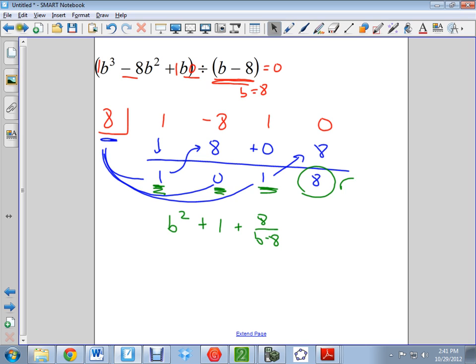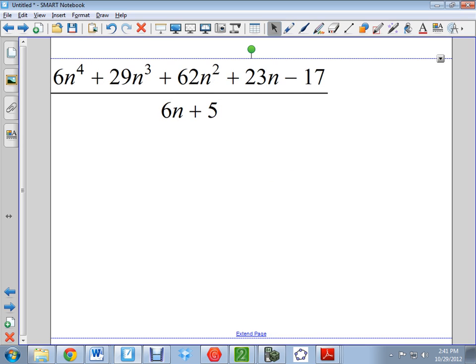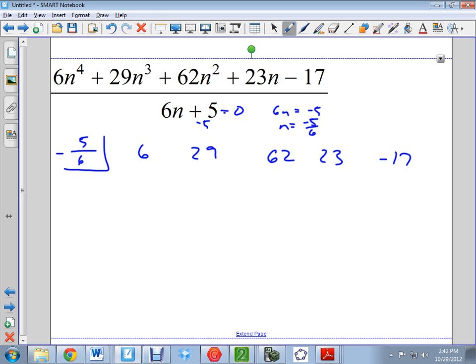We would then want to do another example, one that does not have a denominator that's quite the same as the last one. We're going to still set it up the same way: 6, 29, 62, 23, and -17. And we want to set this equal to 0 and solve it. Now we're going to subtract 5 and get 6n is equal to -5, and we're going to divide by 6, which gives me n is equal to -5/6. And this number is going to go in this little box off to the side. Now that's going to be awkward to use, but it's still going to work out just fine.